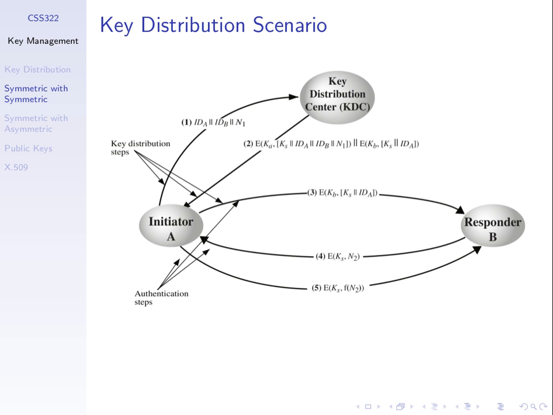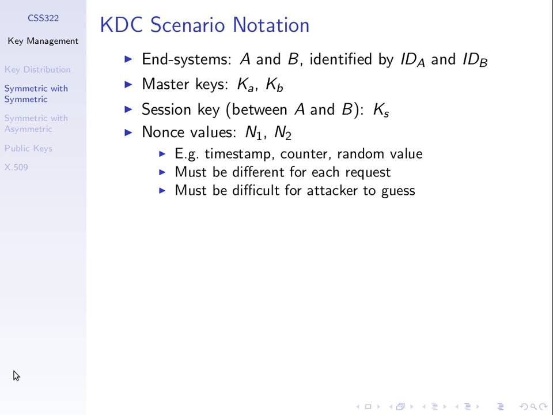Nonce value, N1. We'll see some other nonce values. For example, a timestamp, a counter, or a random value. N1 may be the current time, or some counter. If we do this multiple times, let's set it initially to 0. The next time, if we do this again, set it to 1, and so on. Or maybe a random value, just choose a random value of some length. Importantly, the nonce value N1, the next time we do this set of steps, should be different, so we can distinguish that it's not a replay of an old message.